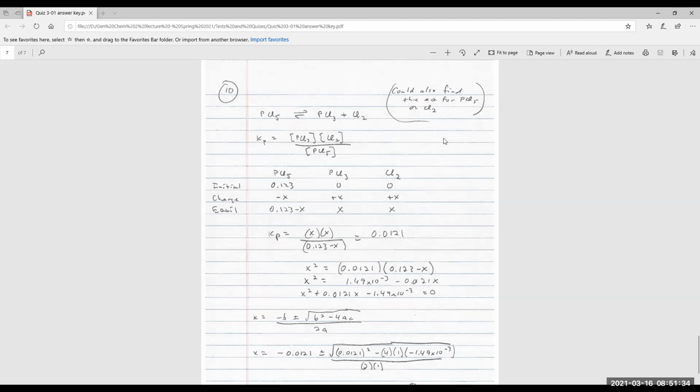Once again, then that starts doing our math. We can go through and do the algebra, get to our equation set up so that we can plug it in: x squared plus 0.0121x equals 1.49 times 10 to the minus 3. We set up our quadratic equation as we did before.